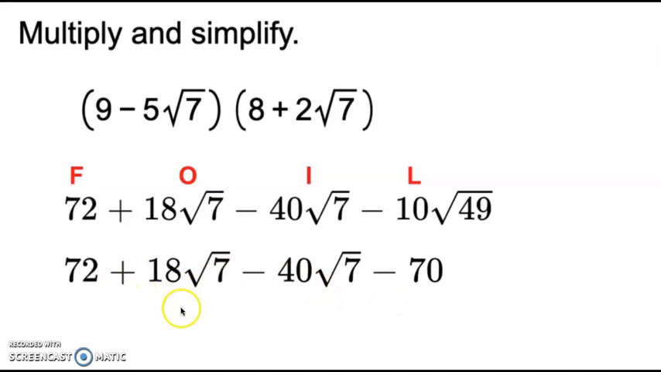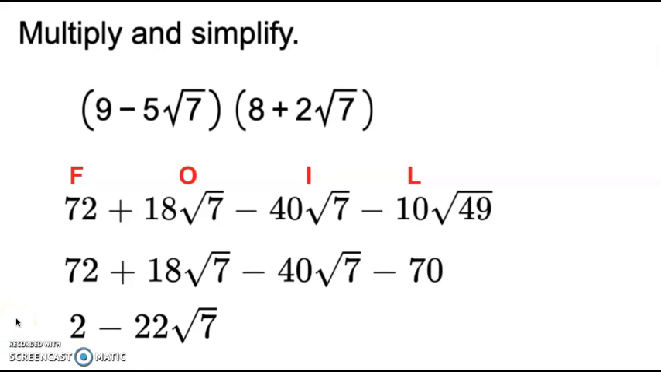Then combine the two inner terms, they're like terms. So 18 radical 7 minus 40 radical 7 gives you negative 22 radical 7. Combining 72 minus 70, you get 2. So you have 2 minus 22 radical 7.